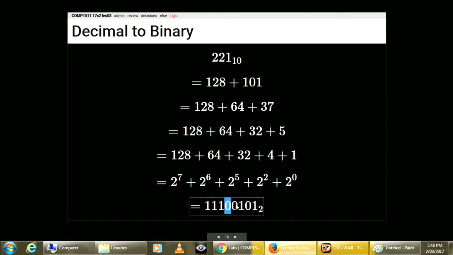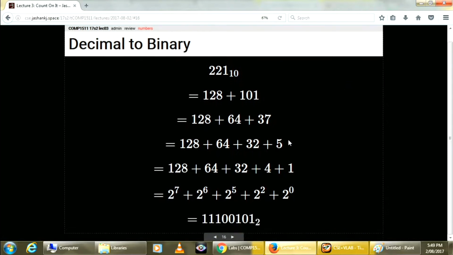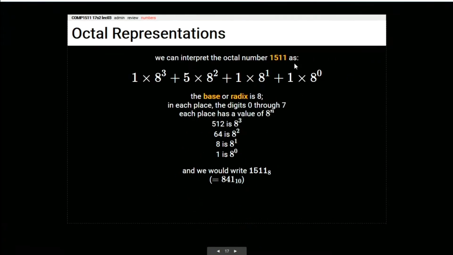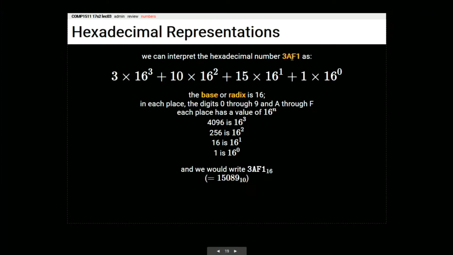This one was 16. We can't do 5 minus 16 and still have a number left. We can get a 4 out of that, and then we can get a 1 out of that. So hopefully that sort of makes sense. Subtract out the powers of 2, and then for each one where you did manage to subtract that one, put a 1, and otherwise put a 0. Cool. I'll skip over octal for a second.